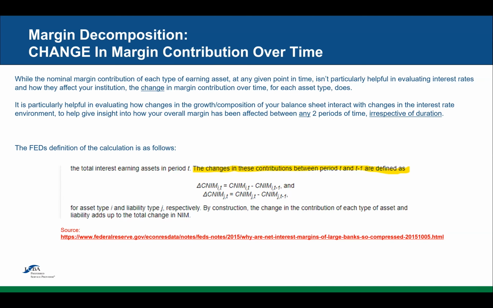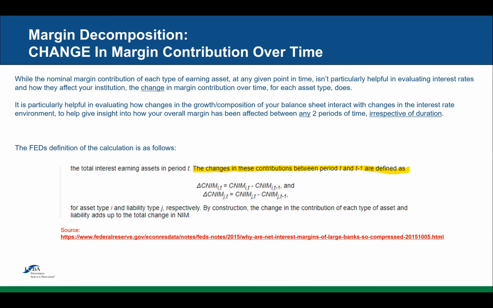So within this calculation, I can look at the margin contribution for a particular earning asset from the second quarter of this year and compare it to the whole first half of this year. So we don't even have to be using discrete quarters or discrete 6-month or annual periods in order to compare. You can compare apples to apples, any two periods, any two durations. And again, I took another snapshot of the Fed's definition of that change in time.